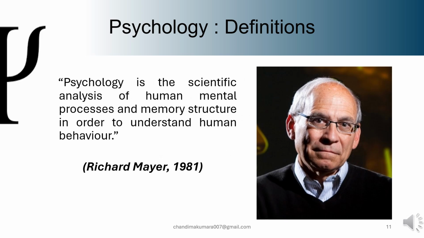A concise definition of psychology emphasizes its scientific approach to understanding human behavior. According to this definition, psychology is the scientific analysis of human mental processes and memory structure in order to understand human behavior. This definition highlights the systematic study of mental processes such as cognition, emotion, perception, and memory to gain insights into human behavior. By employing scientific methods and theories, psychologists aim to unravel the complexities of the mind and provide explanations for human actions and experiences.